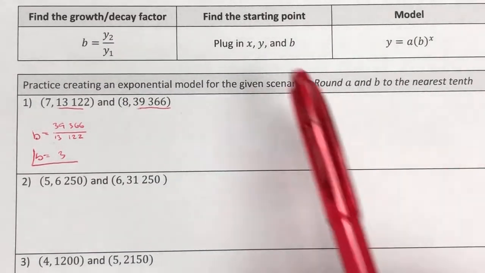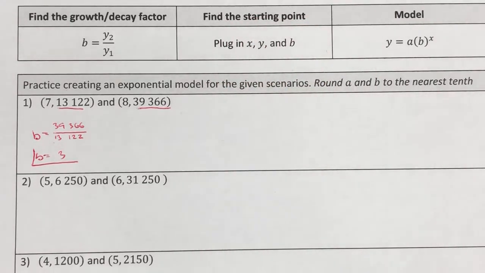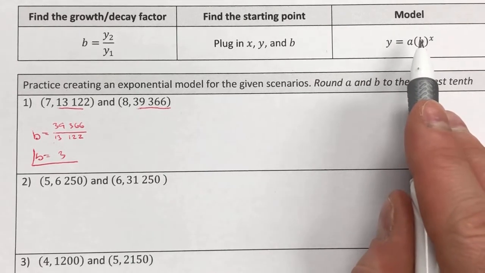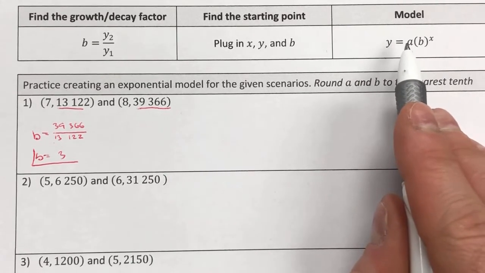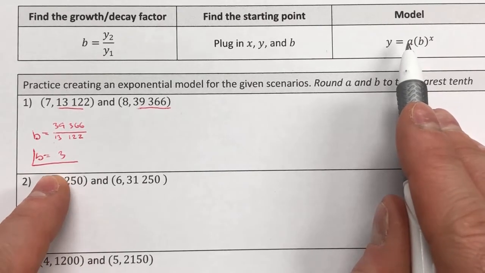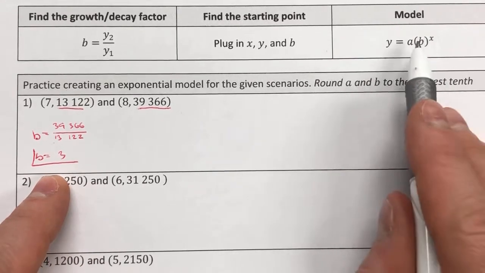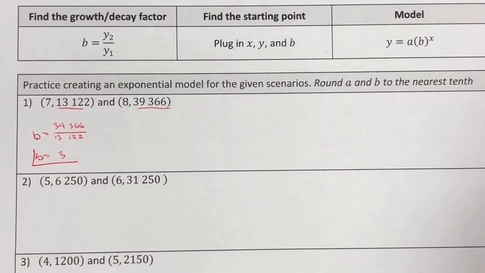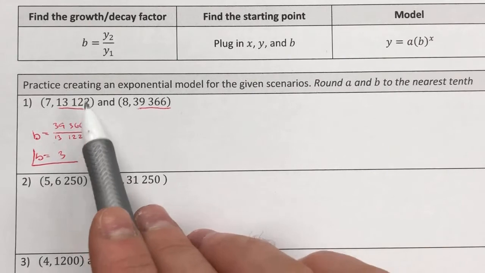The next step is I need to find the starting point. Remember that the model that we're using is y equals a times b to the power of x. We just found b, now I need to find out where we start. Whatever's going on in this scenario, I'm multiplying by 3 every single time. Where do I start? Now what I could do is divide by 3 going back, going back, going back, going back.